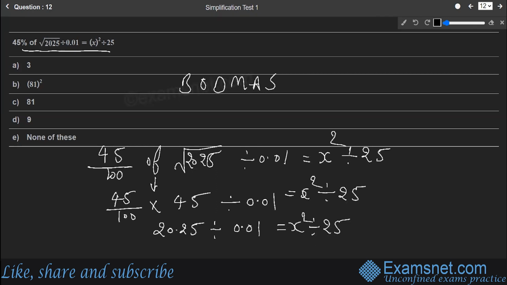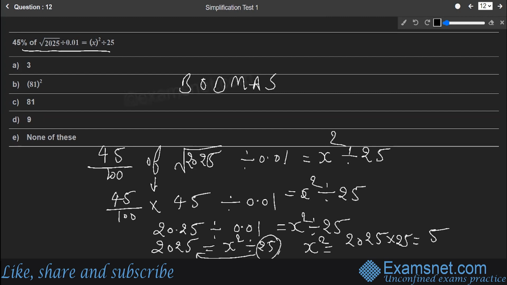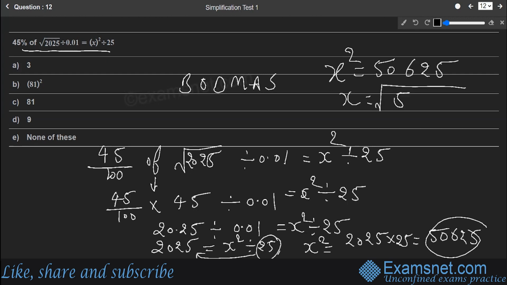If you solve this further, it's coming out to be 2025. If it is divided by 0.01, it will become 2025, is equal to x square divided by 25. If you solve this further, the 25 in the denominator will go to the left hand side and becomes multiply. So x square becomes 2025 into 25. If you solve this, it's coming out to be 50,625. That is the x square value. So x will be obviously under root of this.